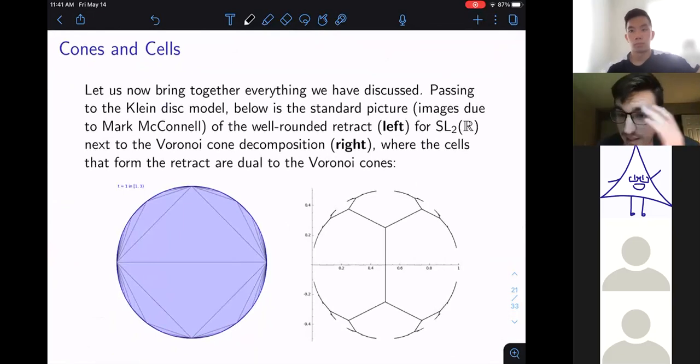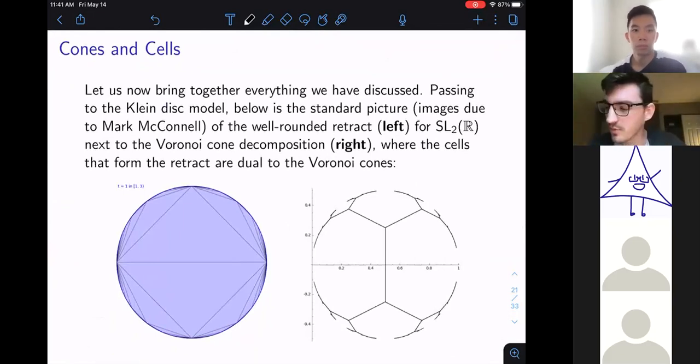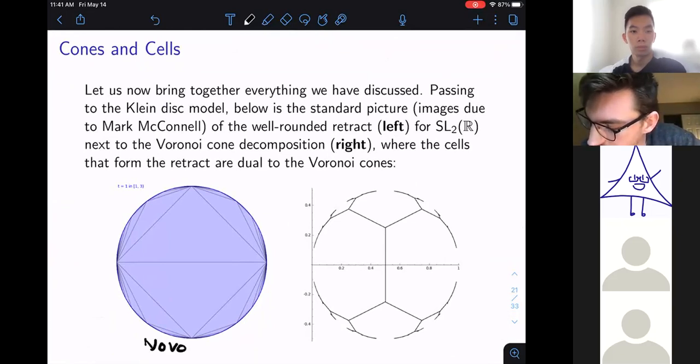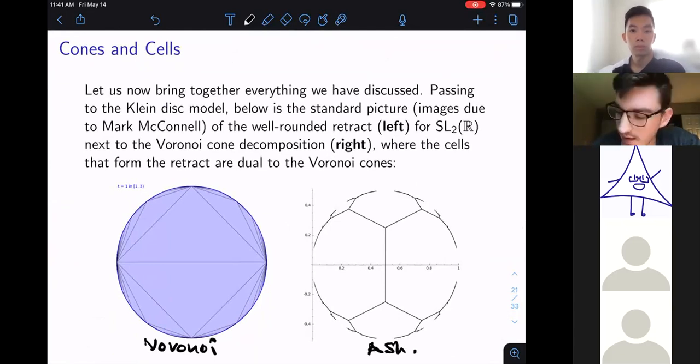So here are the two perspectives. On the left we have the Voronoi perspective, and on the right we have the Ash perspective. To sort of be reductive about this. So what do I mean?